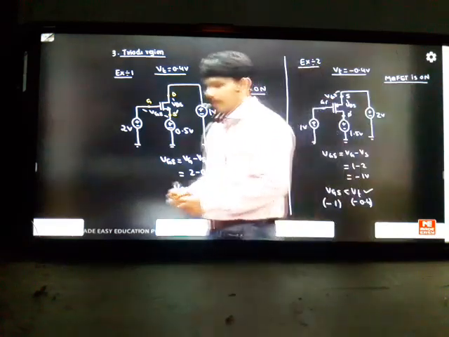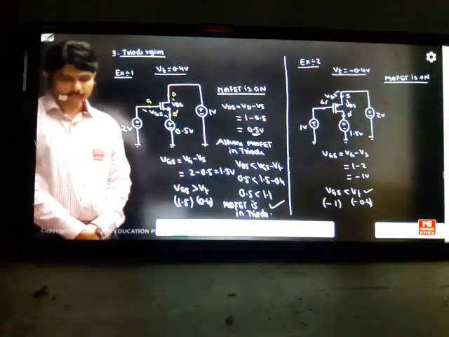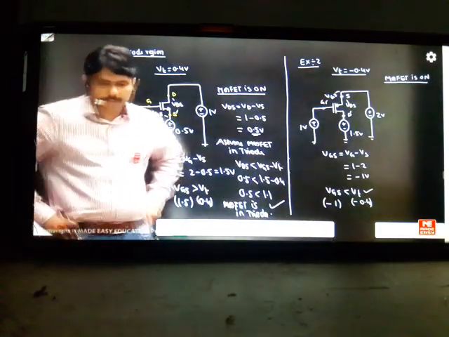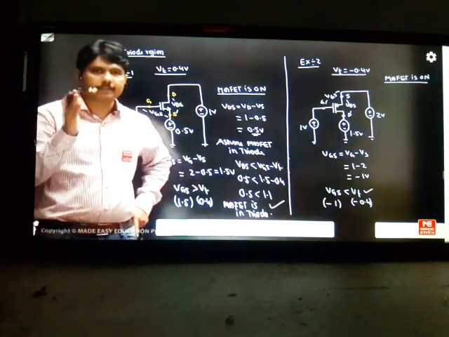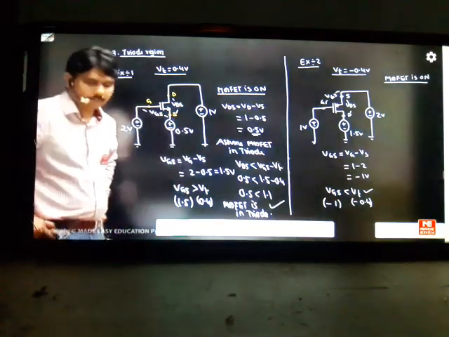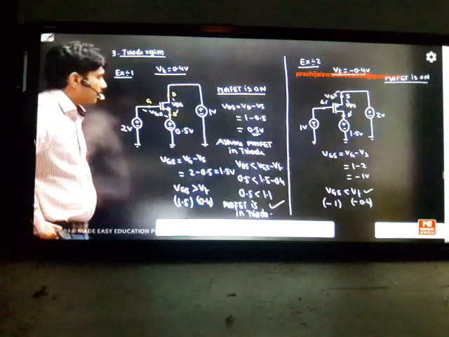Here also we are getting MOSFET is on. Not VDS is not less than VGS minus VT, my friend. VDS should be less than VGS minus VT. Otherwise the MOSFET will be in triode region. So in triode we are getting the answer.